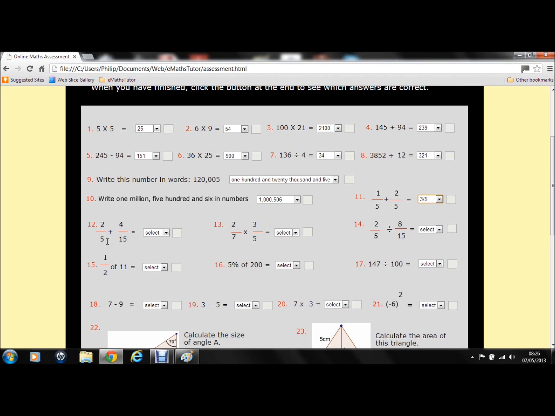Question 12, we immediately run into a problem. We have 2/5 and 4/15. We can't add the fractions together if they have different denominators. We have to make them the same, and we use equivalent fractions for that. 2/5 and 4/15.